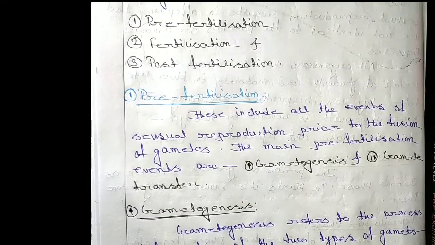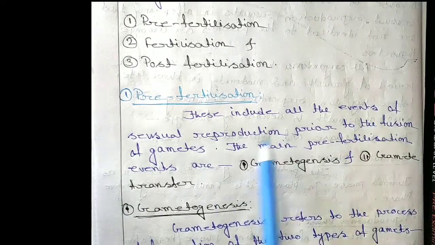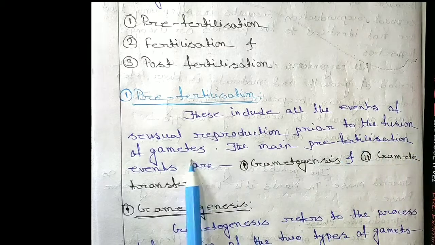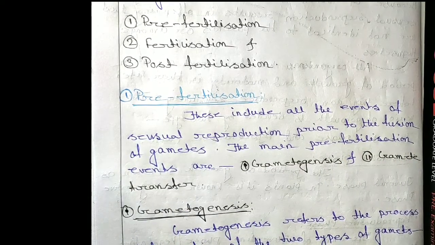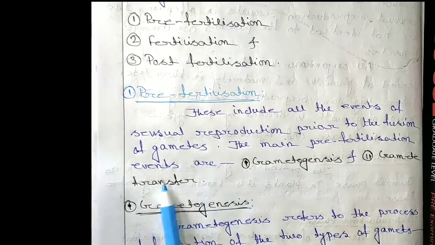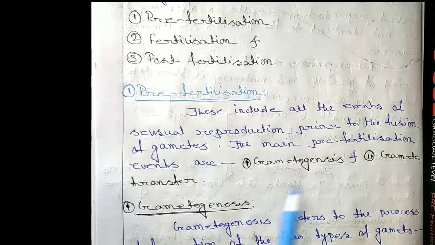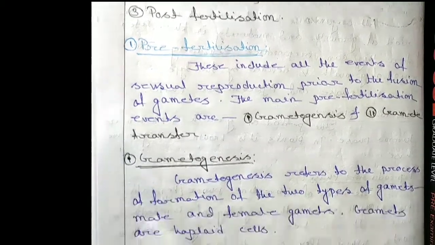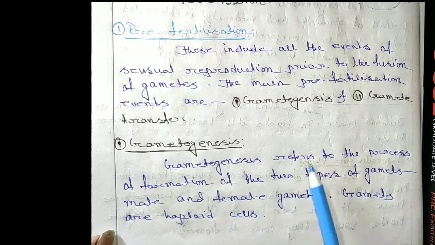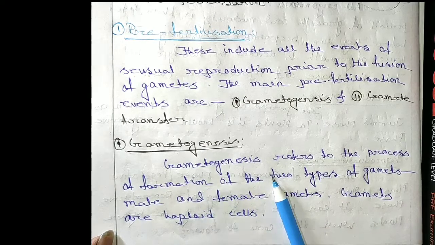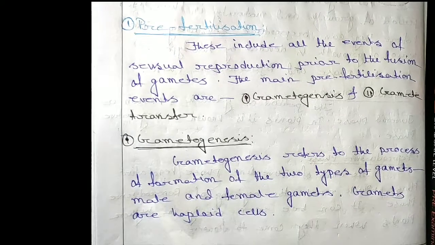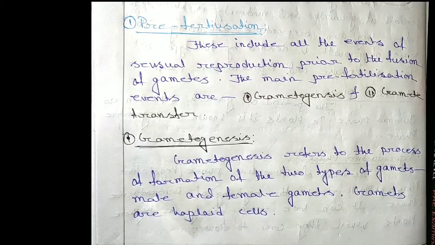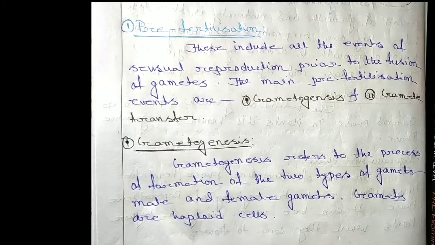Now, pre-fertilization. These include all the events of sexual reproduction prior to the fusion of gametes. That means the events before gamete formation are pre-fertilization. The main pre-fertilization events are gametogenesis and gamete transfer. What is gametogenesis? Gametogenesis refers to the process of formation of the two types of gametes, male and female gametes.